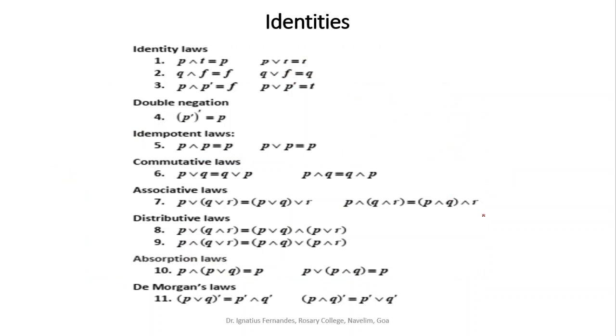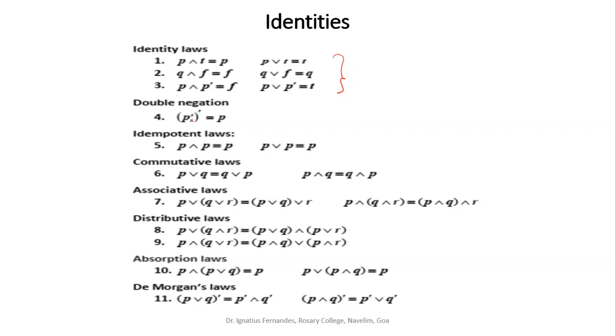So with this we can just go through these identities in this chapter. Each of these identities can now be verified by using the truth tables, like how we did in the previous two examples. These are called the identity laws. P and T is P, Q and F is F, P and P bar, so it is P and its complement P bar, is F, P or P bar is T. So these are called the identity laws.